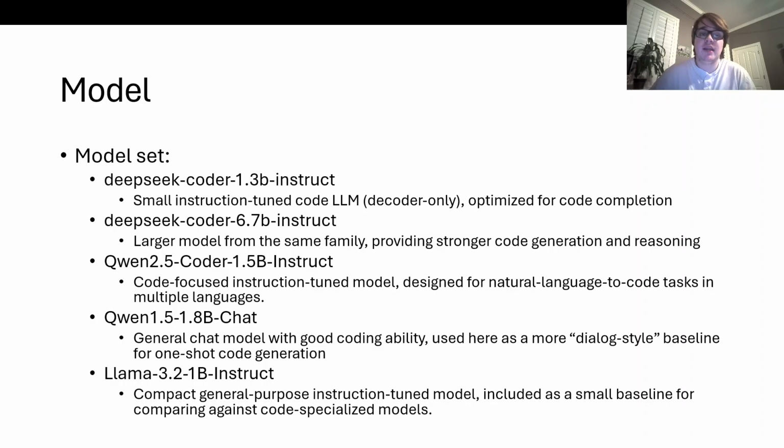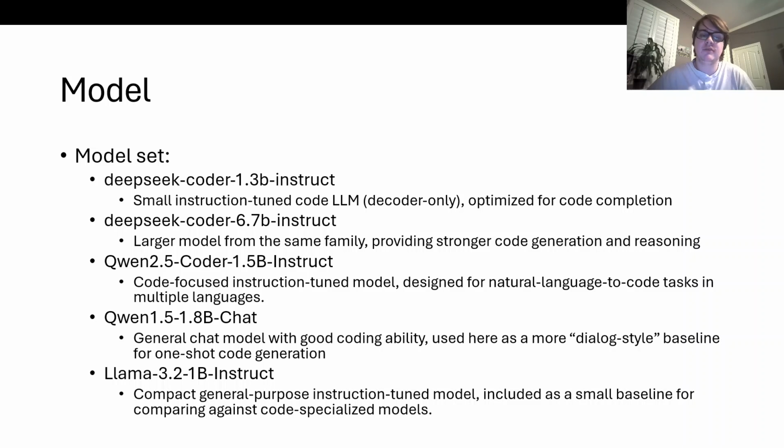We tested a variety of models, each with their own characteristics and defining traits. DeepSeek Coder 1.3 billion instruction-tuned model is a small instruction-tuned code LLM optimized for code completion. Then DeepSeek 6.7 billion instruction is a larger model from the same family that provides better performance and better reasoning and will be a great comparison on showing how model size affects performance.